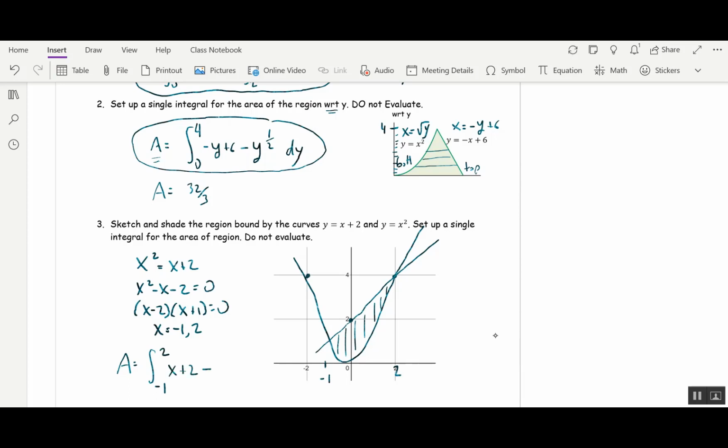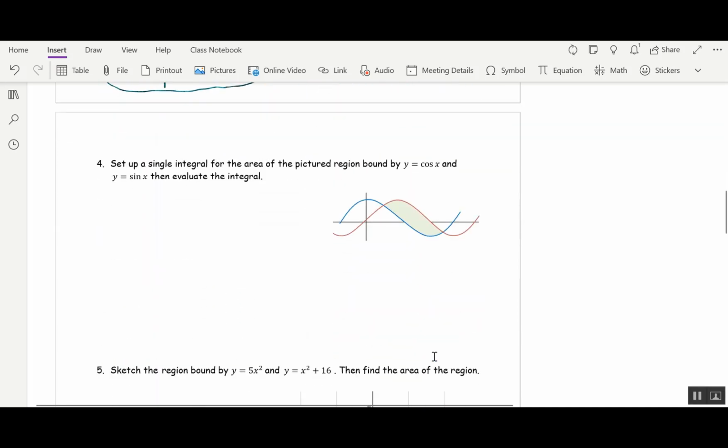Subtract the bottom curve, which is x squared, dx. That's all I wanted to do was the setup. Okay, remaining two, we're actually going to find areas. First, find the area of this green region here bounded by sine x and cosine x.